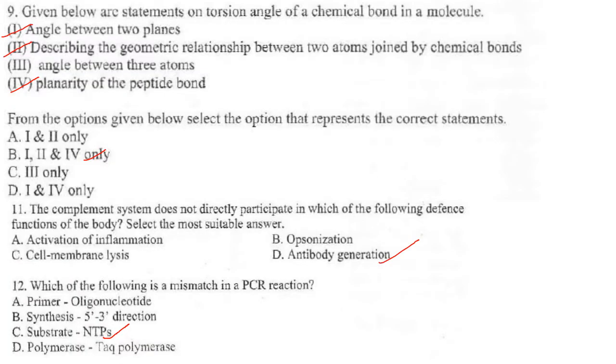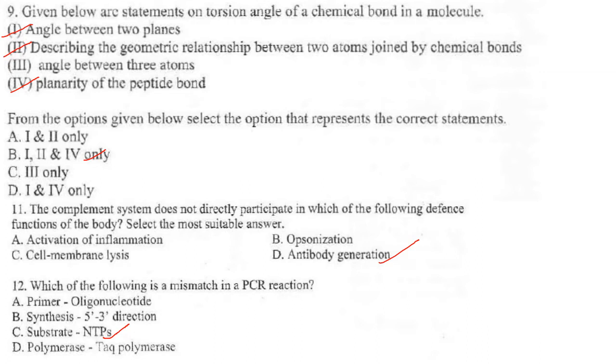The next one. Given below are statements on the torsion angle of a chemical bond in a molecule. From the options given below, select the option that represents the correct statements. Angle between two planes, that is correct. Then describing the geometric relationship between atoms joined by chemical bonds, that is also correct. And angle between three atoms, no. Angle between two planes. Then planarity of the peptide bond. So 1, 2 and 4 are correct. So option B is the answer.